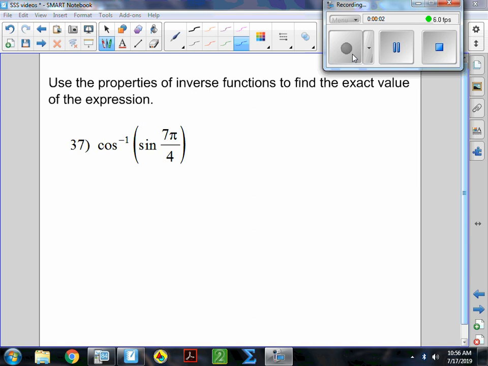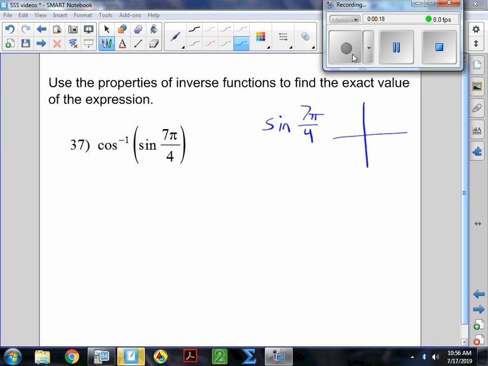Okay, number 37. Use the properties of inverse functions to find the exact value of the expression. So I need the inverse cosine of whatever value sine 7 pi over 4 has. So first I need to figure out what sine 7 pi over 4 is.